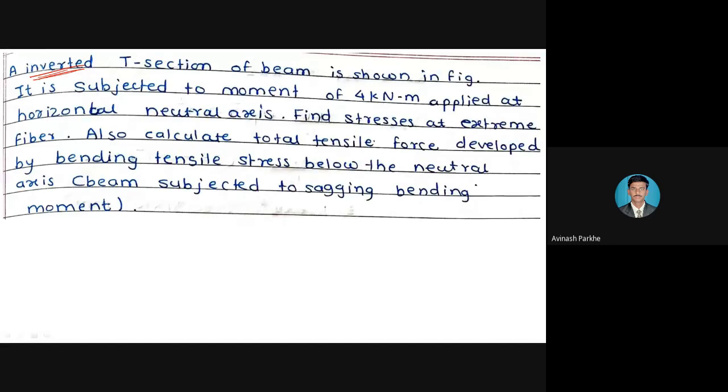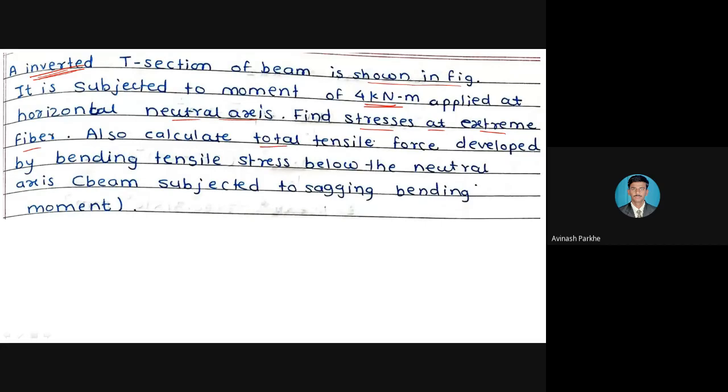Let us see the inverted T section of the beam shown in the figure. So the figure for the inverted T section is given. It is subjected to a moment of 4 kilonewton meter. Moment, that is capital M, is applied at the horizontal neutral axis. Find the stresses at extreme fiber. Stresses at extreme fiber means the stress developed at the top portion and the stress developed at the bottom portion. वरच्या बाजूला आणि खालच्या बाजूला किती स्ट्रेस आलाय, that we have to calculate.